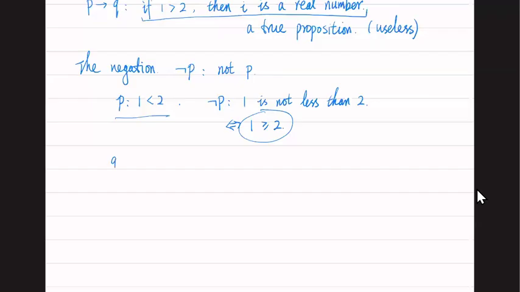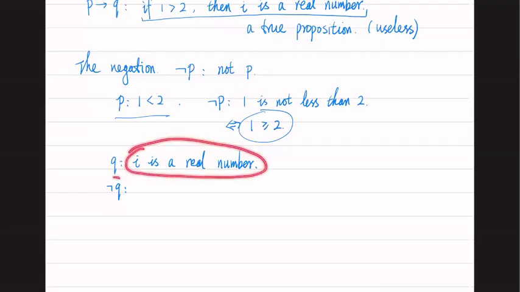Another statement, Q. Sophie, can you hear us, Sophie? Okay, Kira, if this is the statement, what's the negation of this statement? i is not a real number. Yes, so i is not.